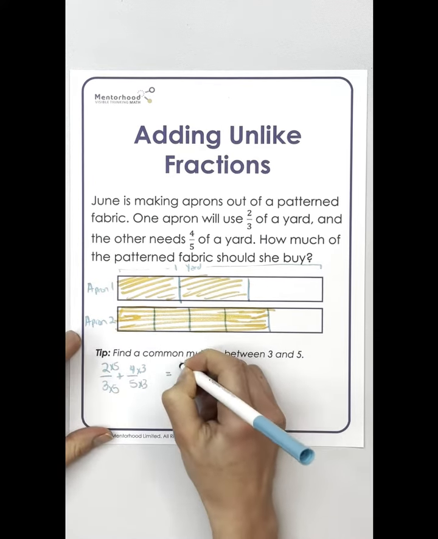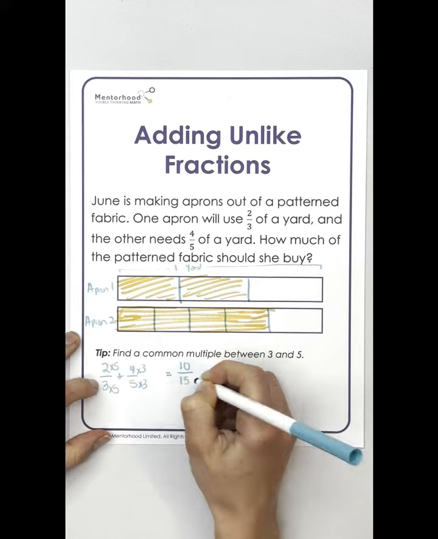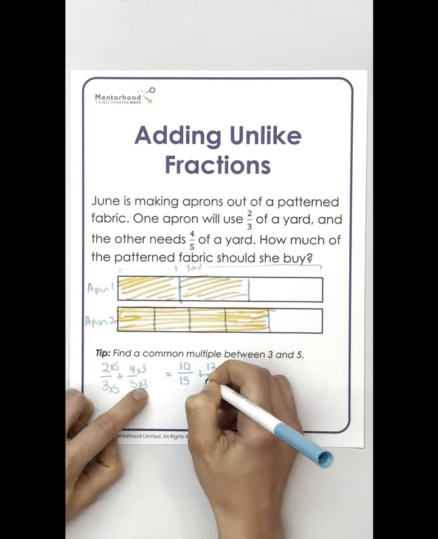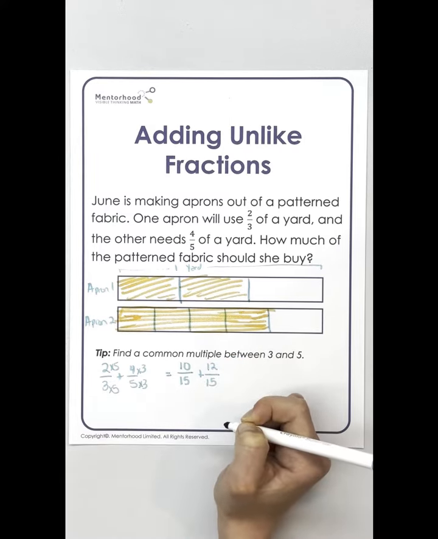So 2 times 5 is 10. 3 times 5 is 15, that was our goal. Plus 4 times 3 is 12 over 5 times 3, which is 15. Okay, so what does that look like?